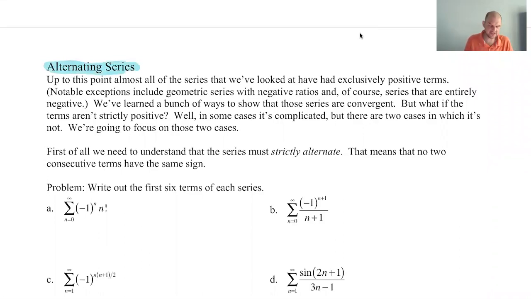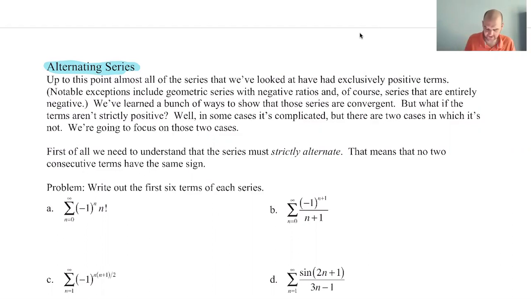You may have noticed, and I definitely mentioned it in the last video, that most of the series that we work with have been exclusively positive termed, right? So the ratio test and the root test throw absolute values around things, so they could deal with series that were sometimes positive, sometimes negative. Geometric series, they don't seem to care about positives or negatives; as long as the absolute value of r is less than 1, they're good. Alternating series will give us a means of dealing with series that are strictly alternating.